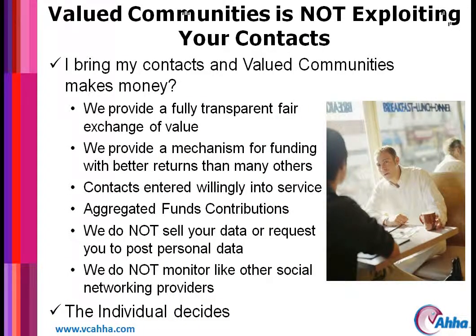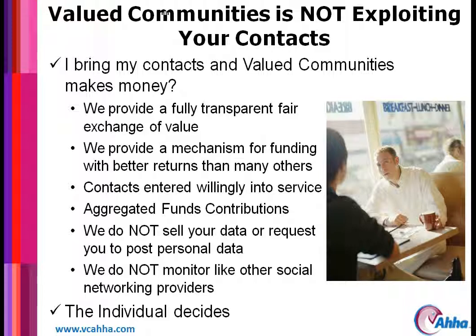The gist of the question was, so you've brought all your context to the table, is Value Communities exploiting the database? The answer to that is no. We are providing a fully transparent, fair exchange of value. You can talk about the social networking example we just did. We are doing it in a fully transparent, open way. We are providing a mechanism for funding with better returns than you get through other activities, and cheaper.